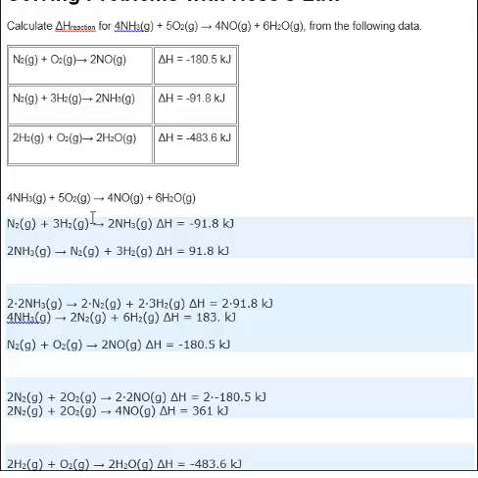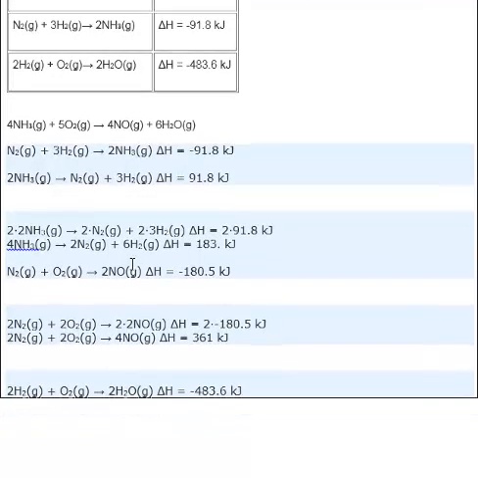The target: 4 NH3 gas plus 5 O2 gas goes to 4 NO gas plus 6 H2O gas. N2 gas plus 3 H2 gas goes to 2 NH3 gas, delta H equals negative 91.8 kilojoules. Reversing it, 2 NH3 gas goes to N2 gas plus 3 H2 gas, delta H equals 91.8 kilojoules.